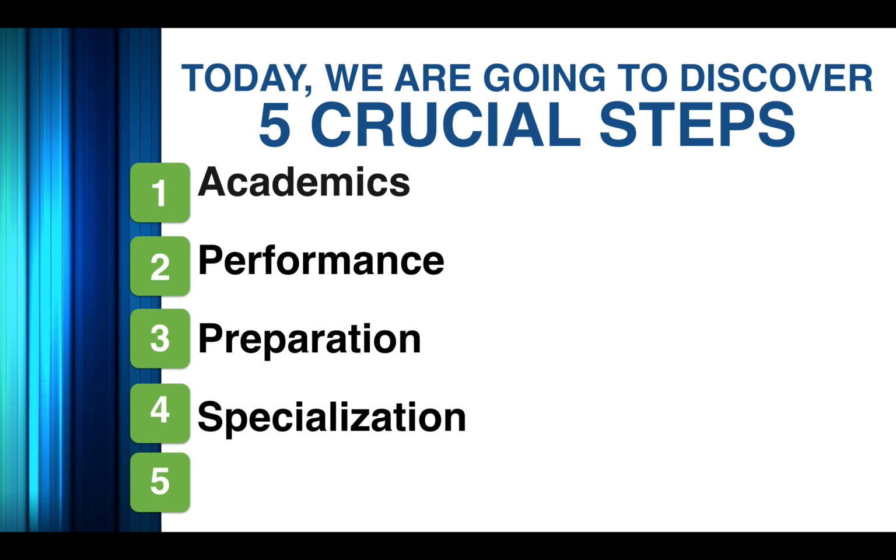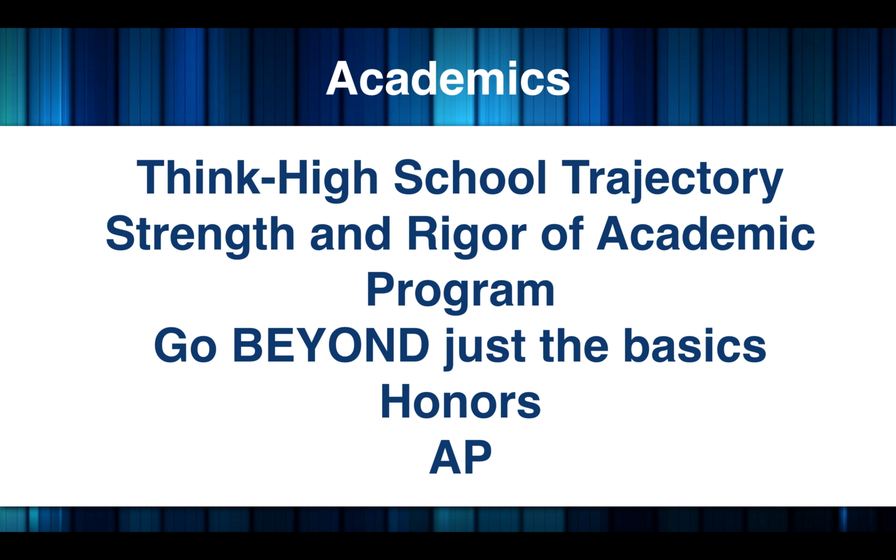So these 5 steps are academics, performance, preparation, specialization, and presentation. So the first one that we're going to discuss is academics. What I want you guys to think about is high school trajectory. The strength and rigor of your child's academic program is extremely important for their enrollment prep.